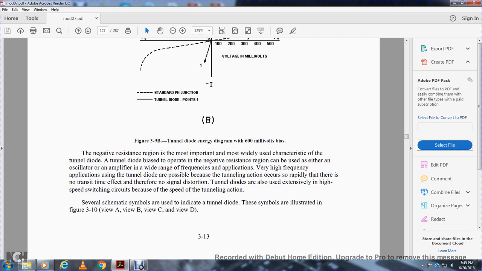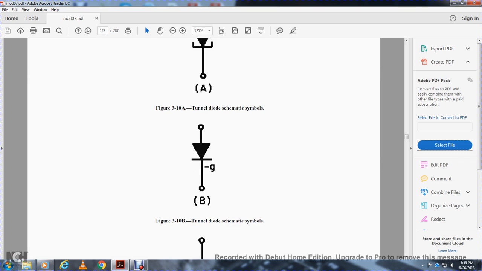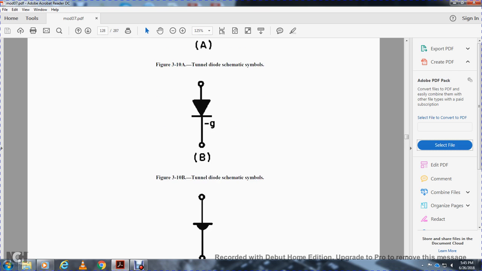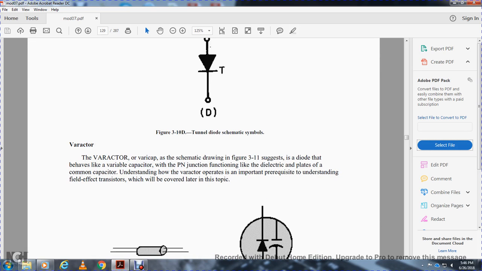Several schematic symbols are used to indicate the tunnel diode. These symbols are illustrated in figure 3-10, views A, B, C, and D, which show the tunnel diode schematic symbols.